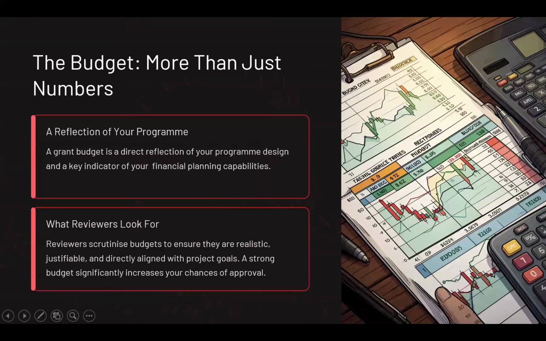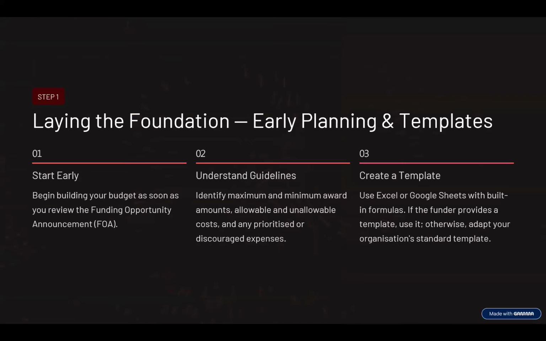So let's start. What is a budget? It's important to know that a budget is more than numbers. A grant budget is a direct reflection of your program design and a key indicator of your financial planning capabilities. When you submit a grant request, the reviewers look at the budget to ensure that your plan is realistic, you can justify it, and it is directly aligned with the program goals. A strong budget increases your chances of approval.